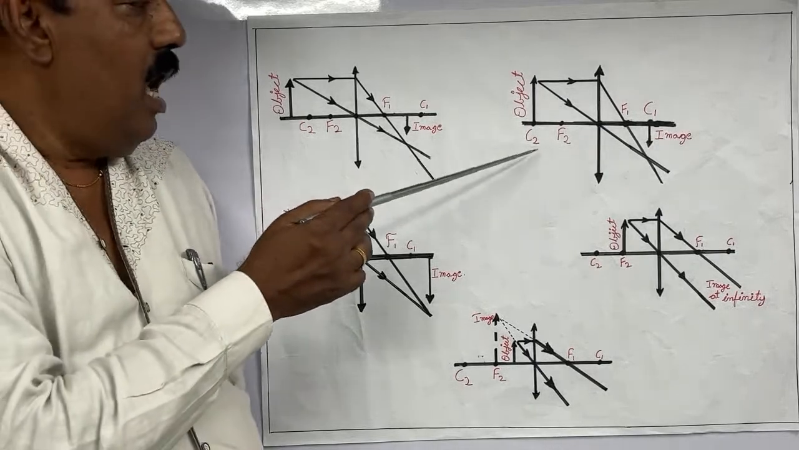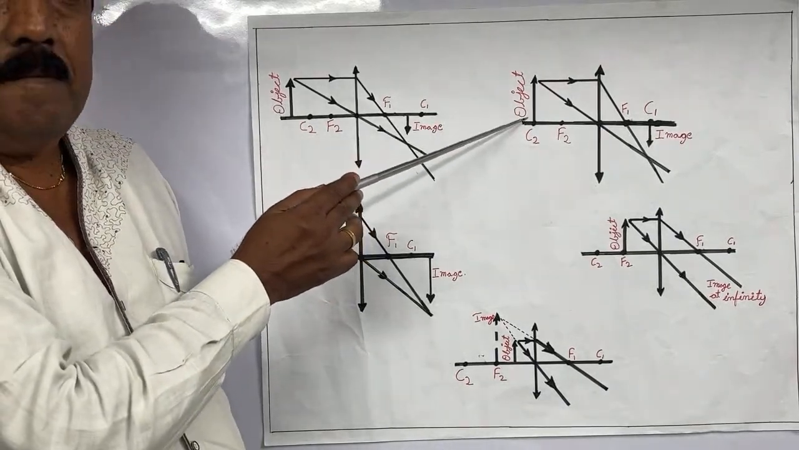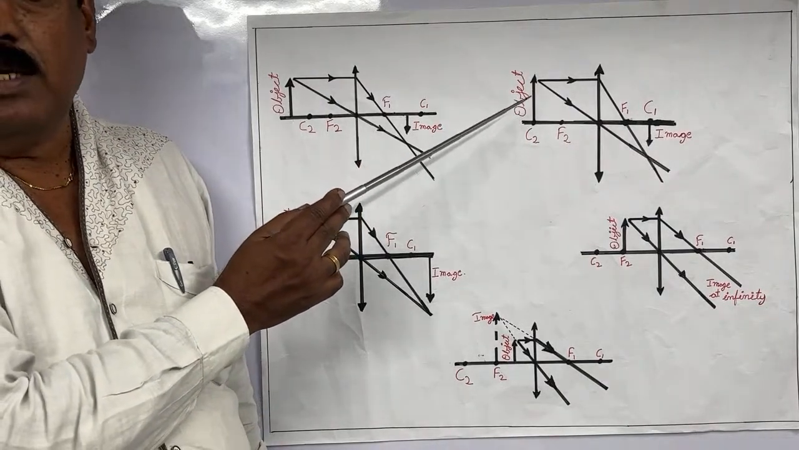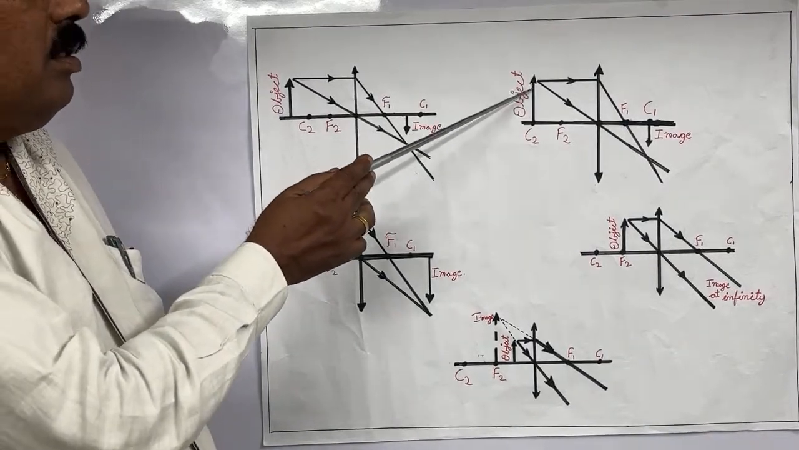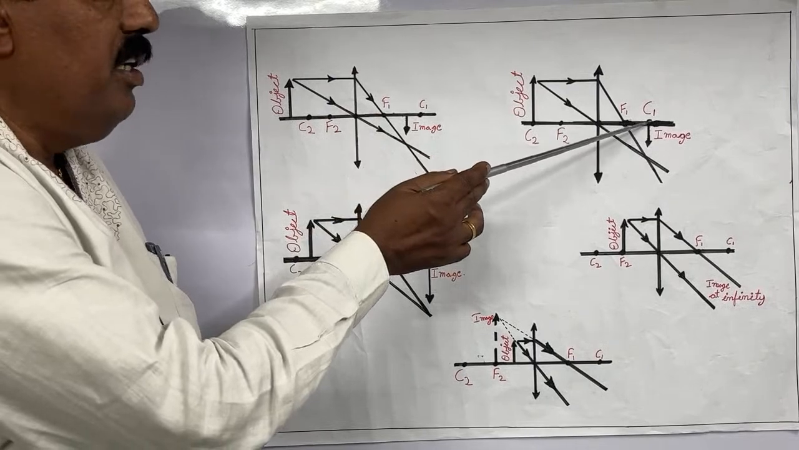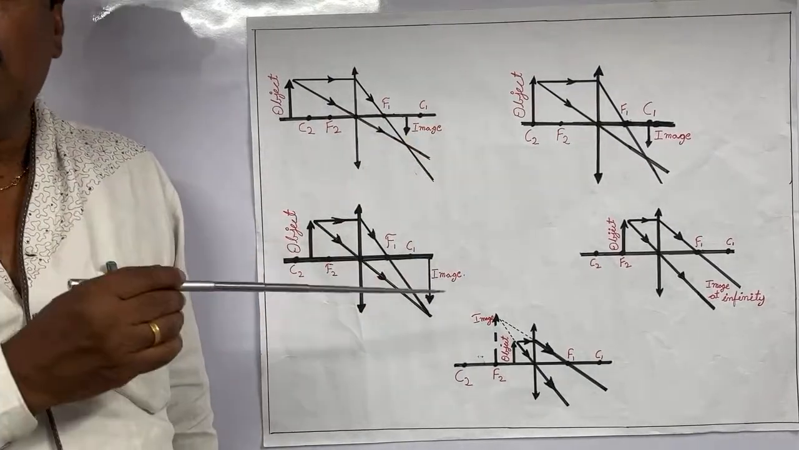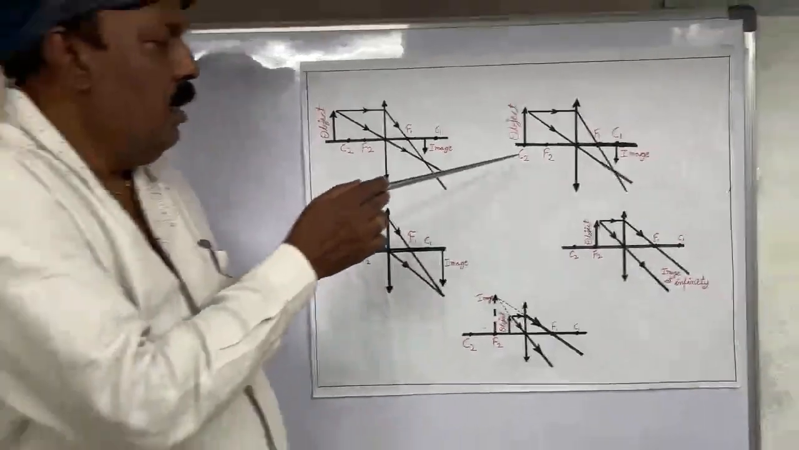The second position is I am keeping the object exactly on the center of curvature C. And here the image also is forming on the center of curvature. In the mirrors rule also you will find the same.